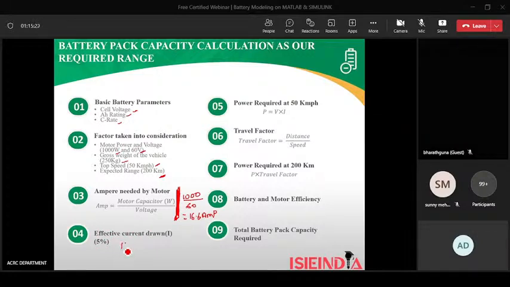For that I am expecting that 5% of this value will be more, so I will be adding 5% of this one. Is everyone comfortable with this? What did I do? I have added 5% of this one. How much is it? 17.4 ampere.